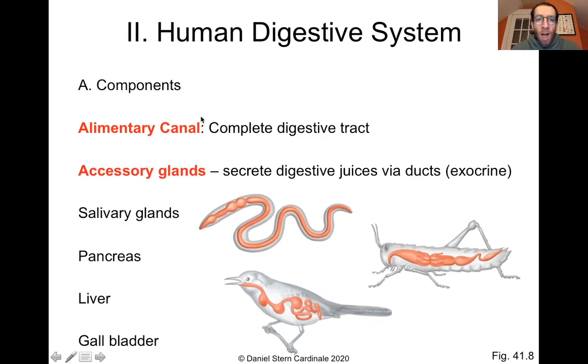Associated with the alimentary canal are a bunch of accessory glands. These are exocrine structures that are going to secrete digestive juices and enzymes and other stuff into the alimentary canal via ducts. So you have structures that make a specific material connected to specific locations in that digestive system, so they will secrete into those specific places. So these are exocrine secretions. In the human digestive system, we're going to see salivary glands, the pancreas, the liver, and the gallbladder as our accessory glands.